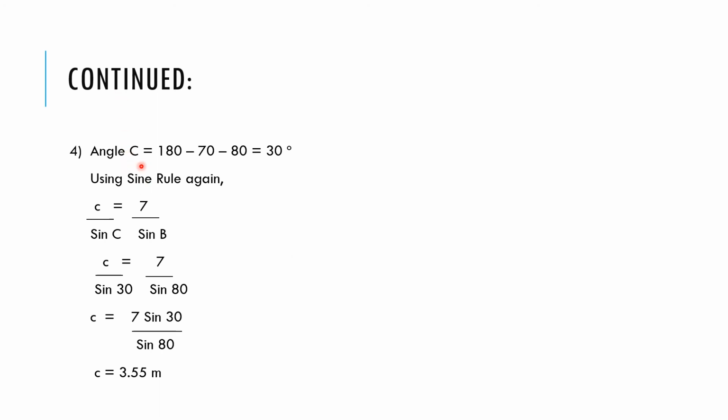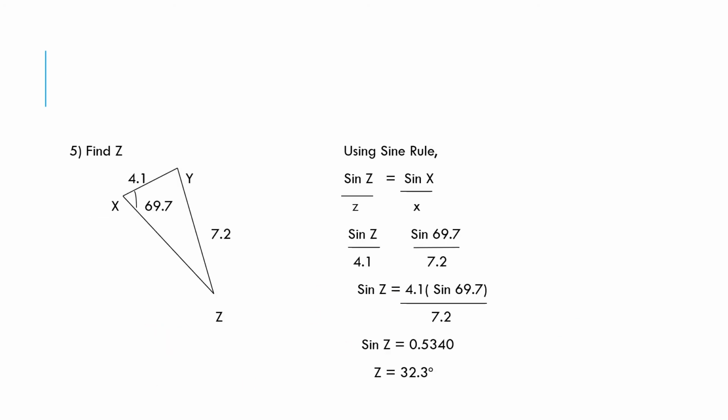Okay, continued, angle C is also unknown. 180 minus 70 minus 80 is equal to 30. Using the sine rule again, C over sine C is equal to 7 over sine B. C over sine 30 is equal to 7 over sine 80. C is equal to 7 sine 30 over sine 80. Sine 30 is 0.5, so 0.5 times 7 over sine 80. So C is equal to 3.55 meters.